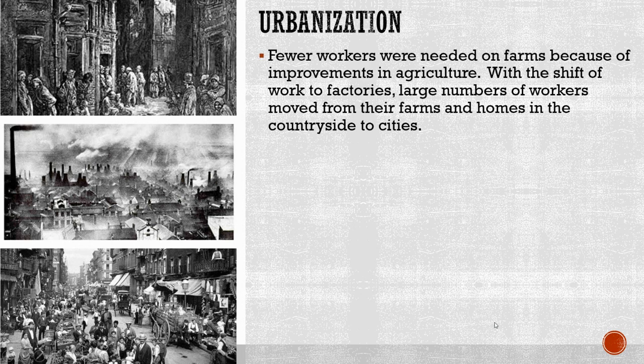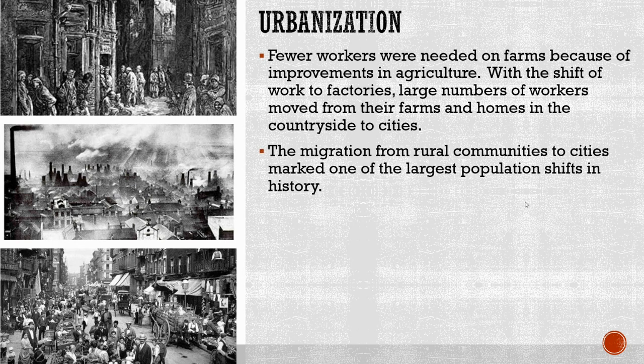All right, urbanization. So causing people to leave the farms or rural areas and come to the cities, so everyone became kind of urbanized. All right, so fewer workers were needed on the farms because of the improvements in agriculture. What happened is the machines, the tractors, the steam tractors started to come out on the farms. So with the shift of workers to factories, large numbers of workers moved from their farms and their homes in the countryside, and they went to the cities. So the migration from rural communities to cities marked one of the largest population shifts in history.